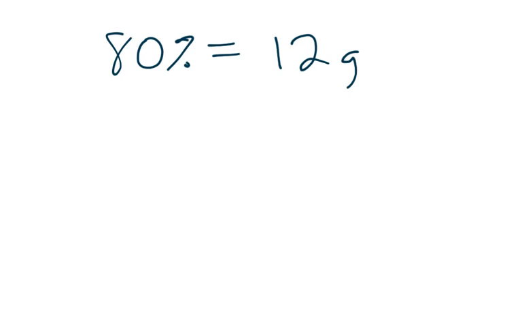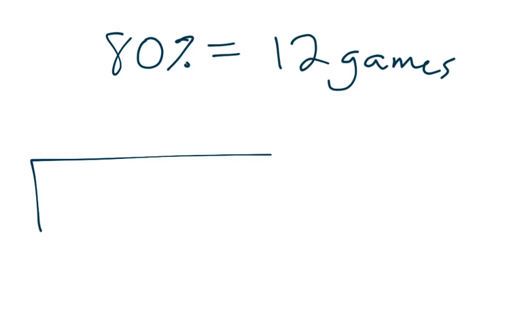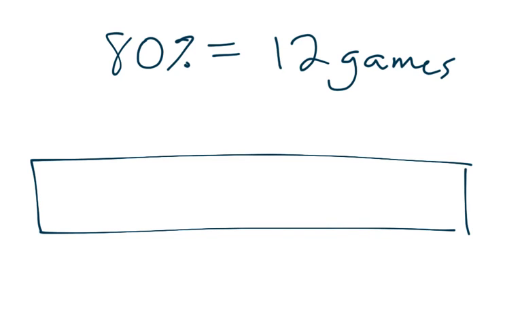The third problem gets quite difficult, where we're talking about the junior high basketball team winning 80% of its games, and 80% is equal to 12 games in all. So to figure this out, it's probably best for us to use our 10-box assistant here.